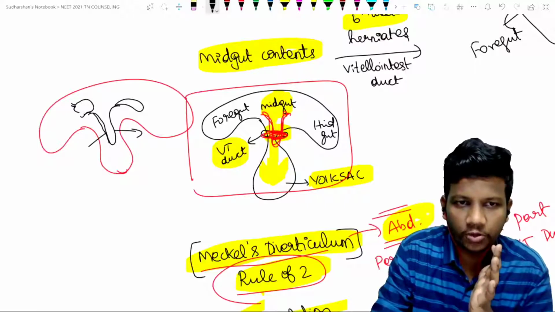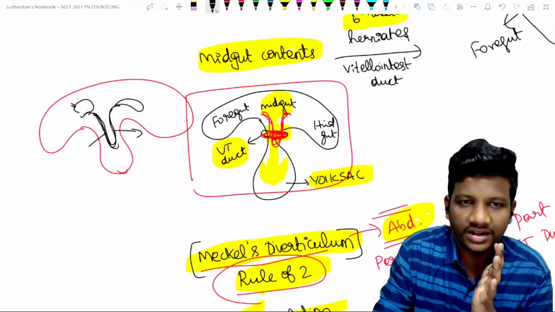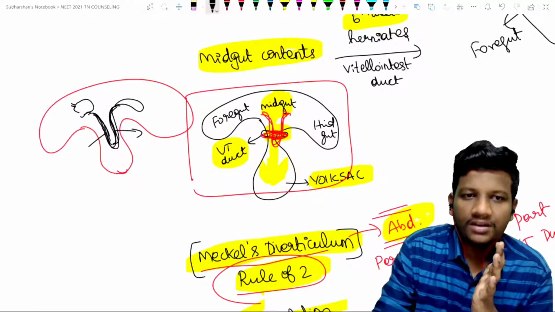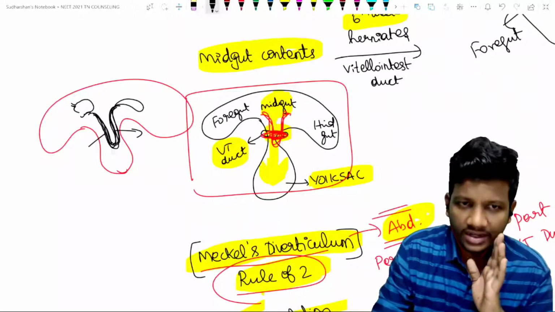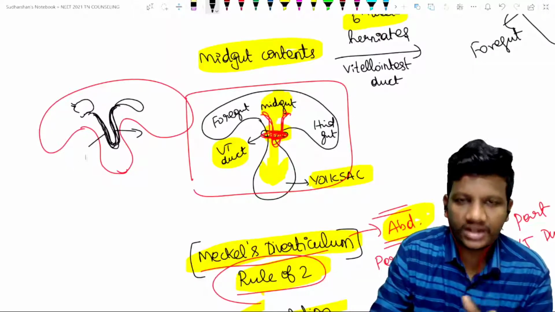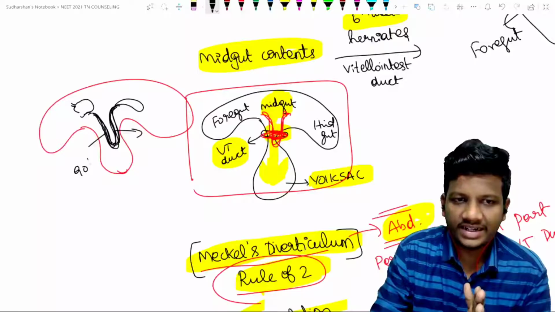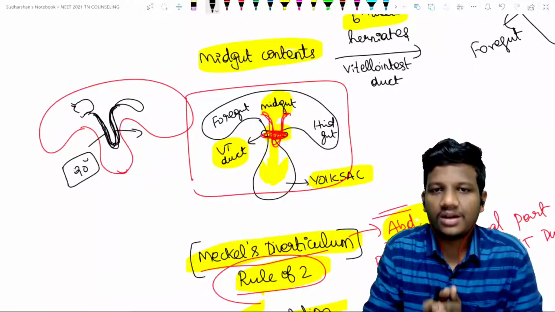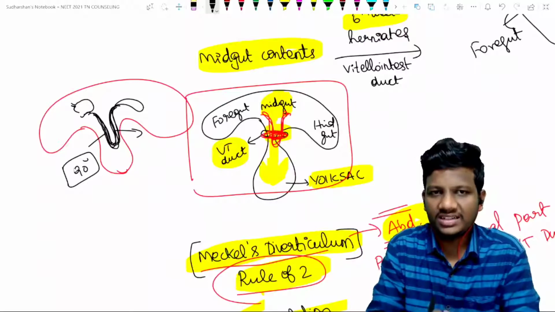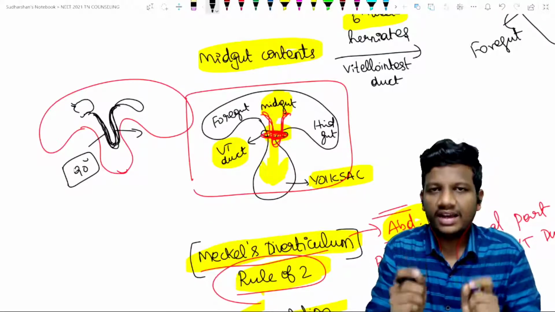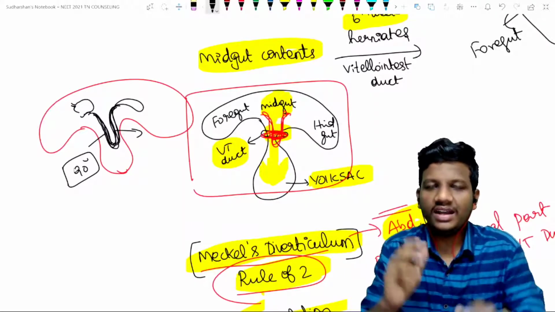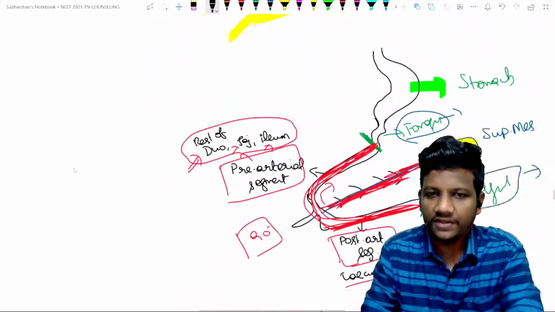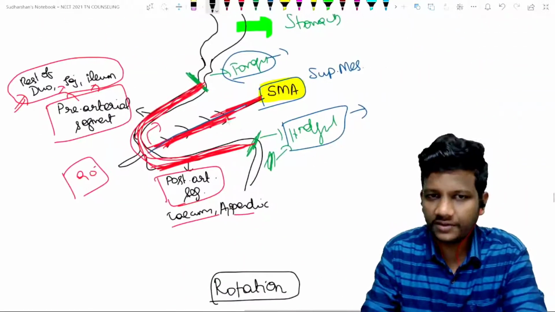So it goes inside like this, the first time the midgut enters the yolk sac. When entering here it will rotate anti-clockwise by 90°. Okay, the first rotation takes place when the midgut enters or herniates through the vitelo-intestinal duct into the yolk sac. There it turns 90° anti-clockwise. There the first rotation takes place.